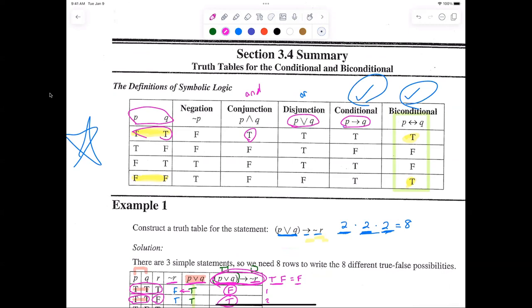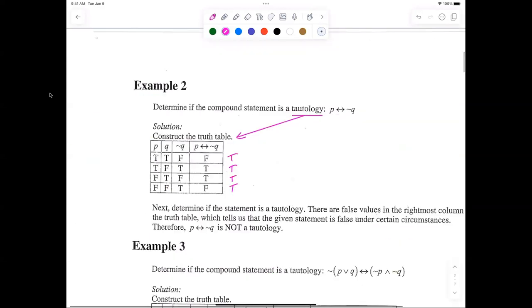Then only one of them has to be true. And then the conditional and then the biconditional. You with me on this? Yeah. All right. So if we know that, let's see how good you are.